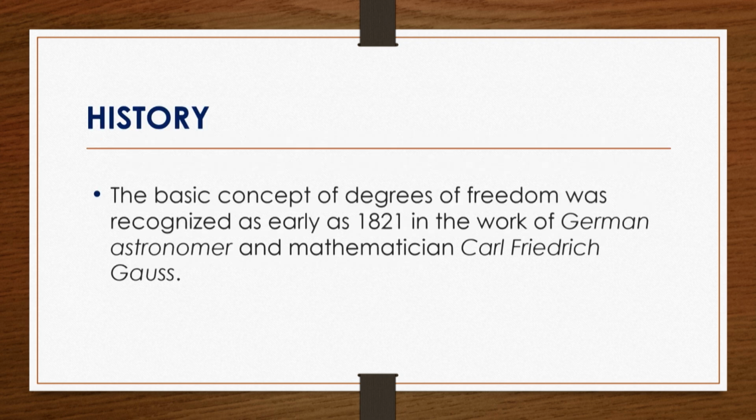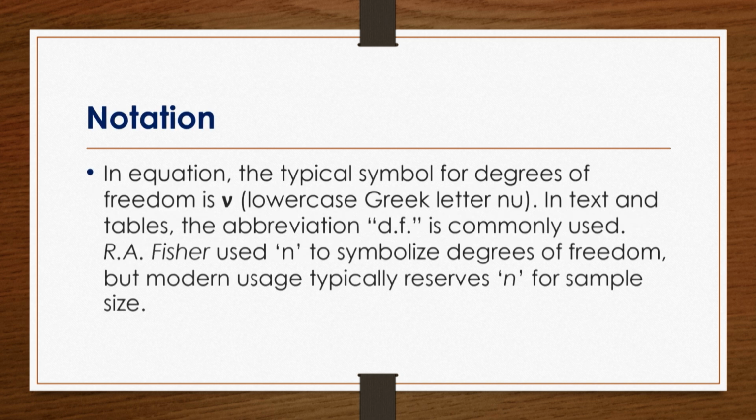History. The basic concept of degrees of freedom was recognized as early as 1821 in the work of German astronomer and mathematician Carl Friedrich Gauss. He defined the notations as follows. In equations, the typical symbol for degrees of freedom is nu, the lowercase Greek letter nu. In text and tables, the abbreviation is given as d.f. It is commonly used.